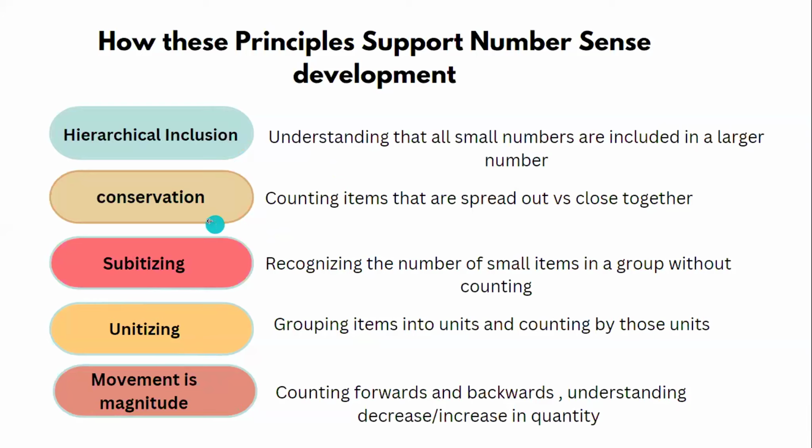Then we have conservation, whereby you are counting items spread out or close together, and those items remain the same in number. There's also subitizing. Subitizing is where you can recognize a small number of items in a group without counting. So the learner or the child can recognize there is this number without necessarily counting. They know that this is 2, this is 4, this is 3.